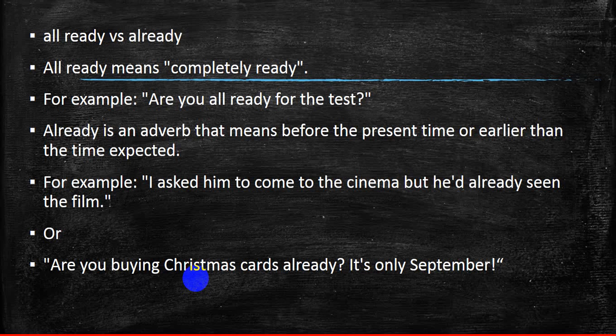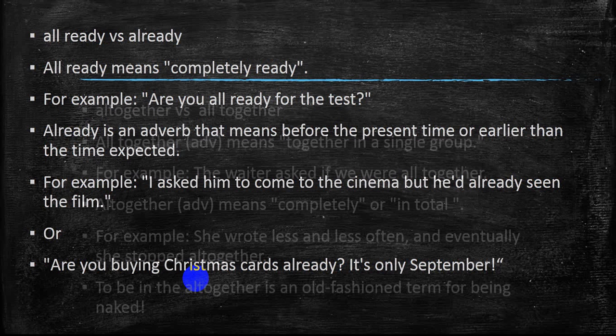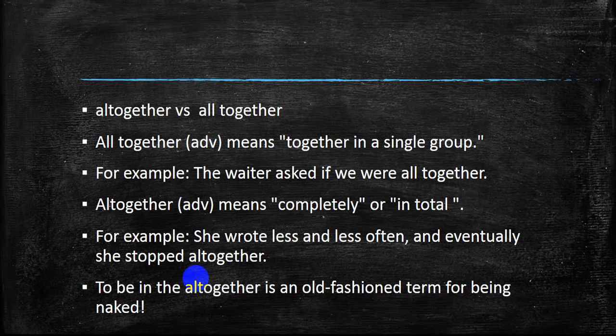All ready versus already. All ready means completely ready. For example, are you all ready for the test? Already is an adverb that means before the present time. For example, I asked him to come to the cinema, but he had already seen the film. Or are you buying Christmas cards already? It's only September.